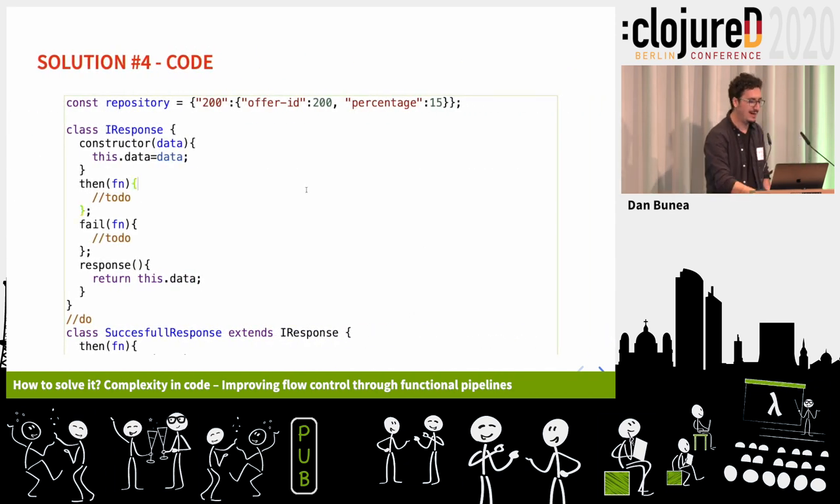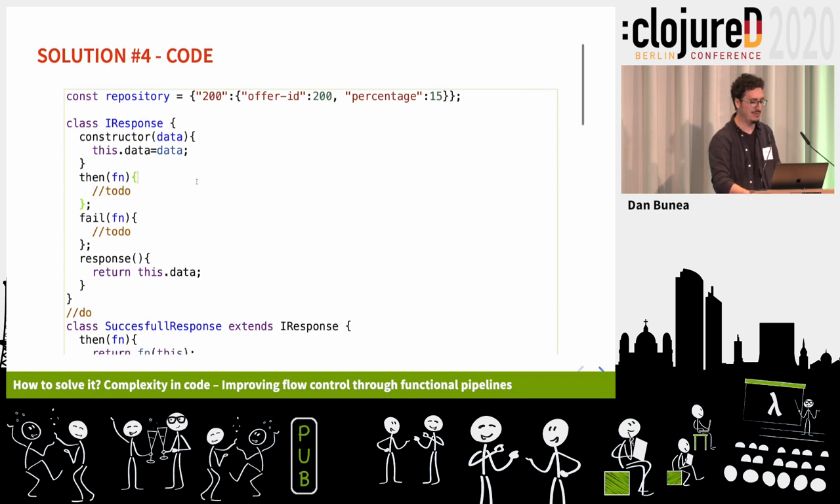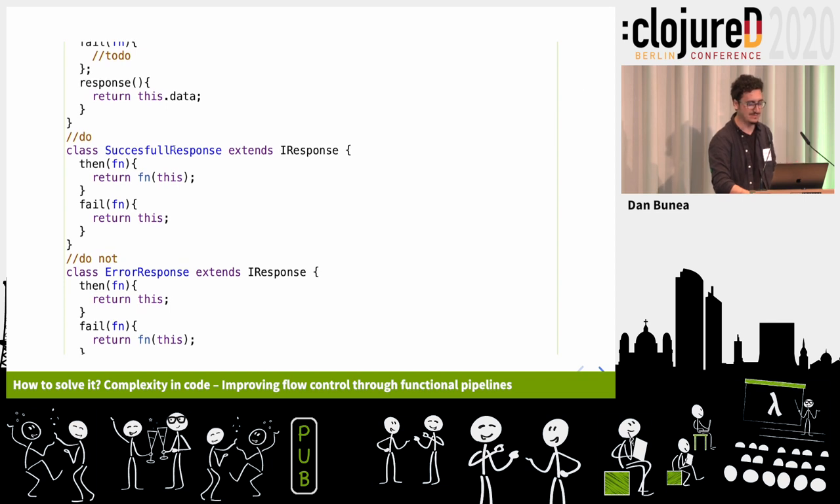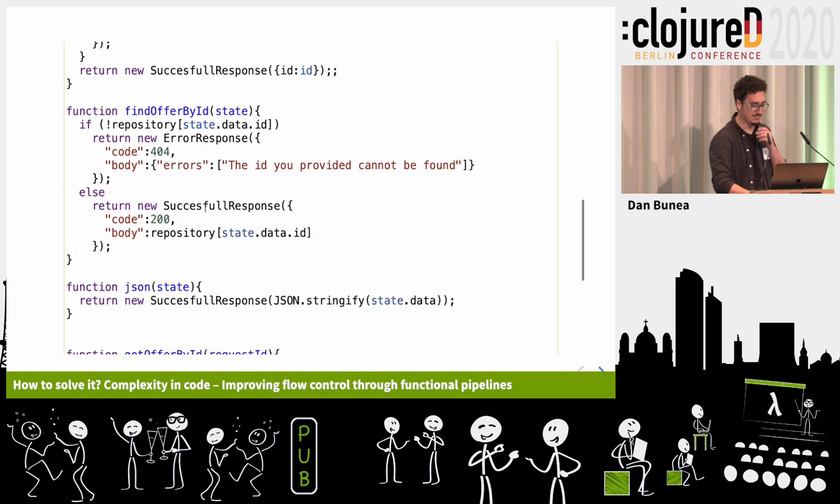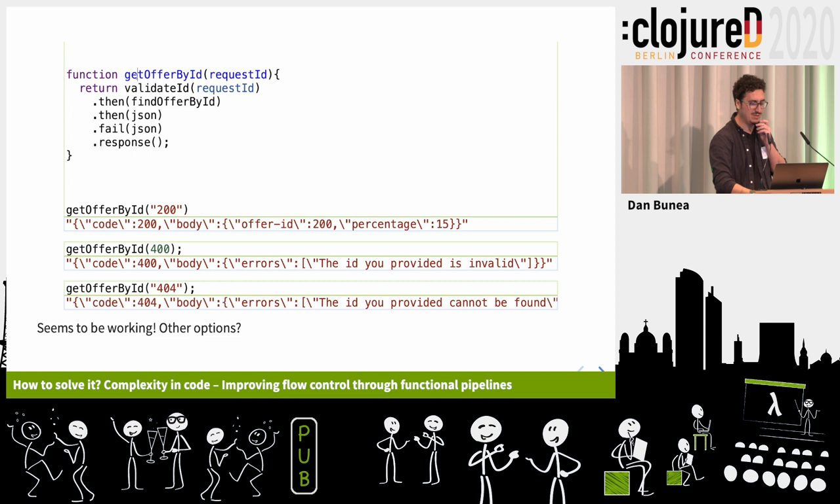And I had to implement it in JavaScript just to make it work. But basically I said, okay, this is the response, and then I will have probably a class which will be successful, right? And one which will be error. And then the functions, this will be the pipe. And I specifically used "then" for the happy path, instead of map. You would see that, for instance, in Scala or in some languages. And then I specifically said fail, because everybody has been using that for a long time. It's called promises, and it's in JavaScript.